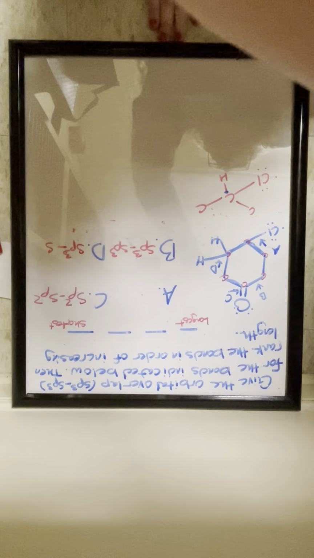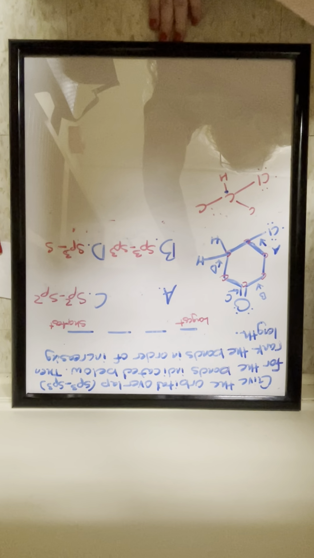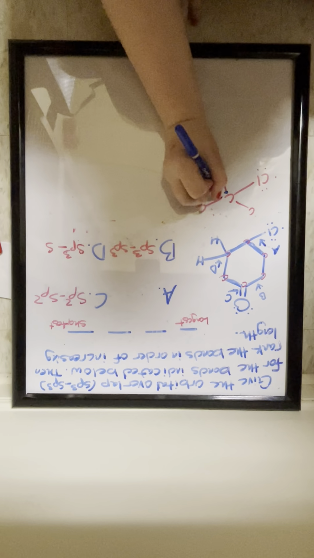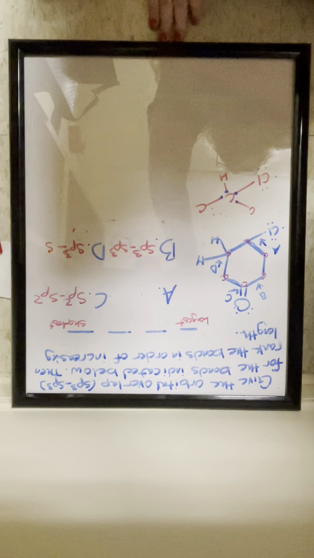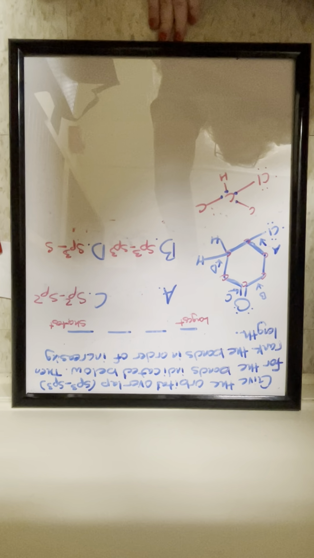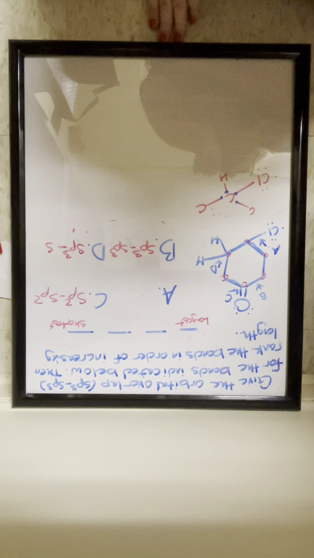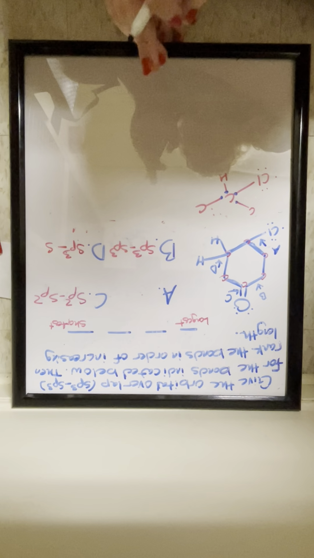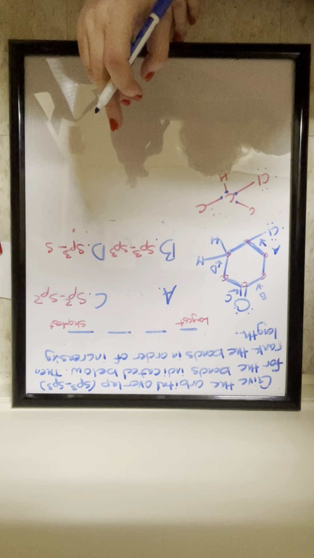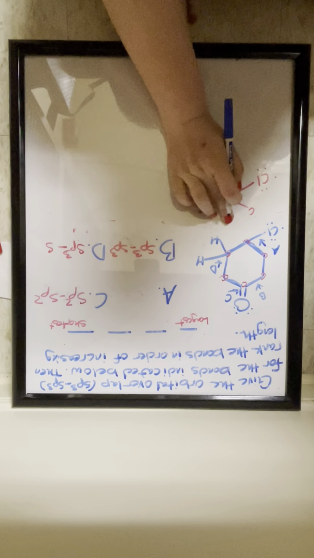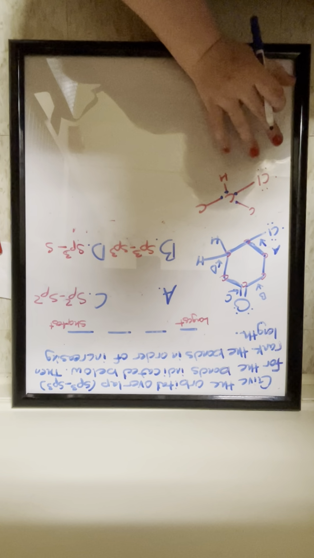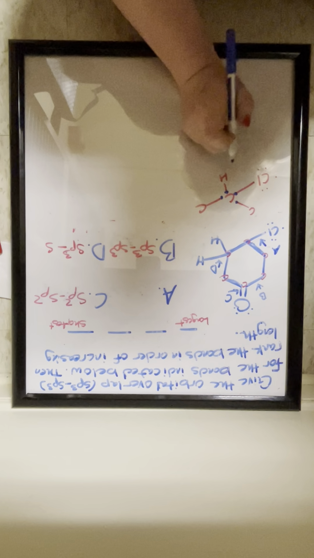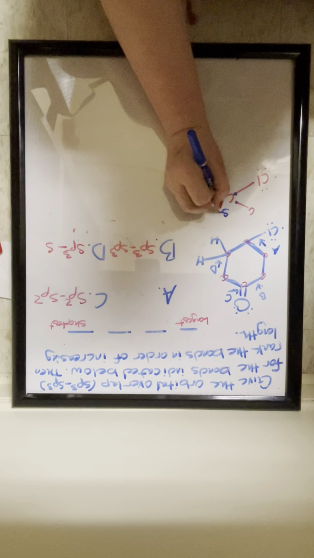Now, first, okay, let's draw on our bonds. Carbon has 4 bonds. Because carbon has 4 bonds, it is going to be an sp3. Now there's no double bond, creating a combination bond. So it is just going to be an sp3.